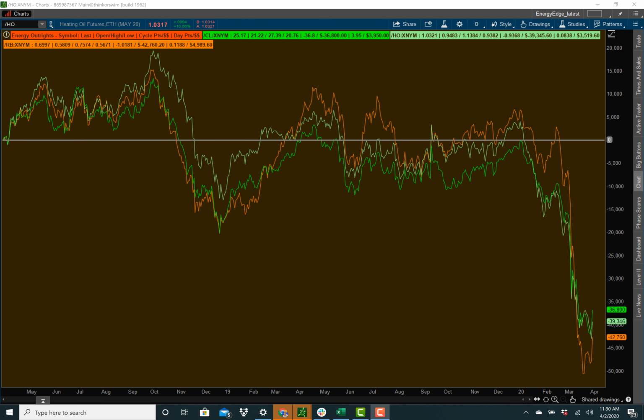CL, this is the oil contract. That's going to be this green. Heating oil is going to be the light green, and RBOB gasoline is going to be the orange. So on this chart, all I'm looking at is CL oil, heating oil, and RBOB gasoline. And I'm looking back to 2018, and what I want you to see is they're correlated.